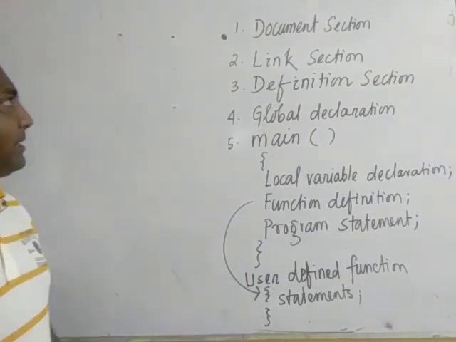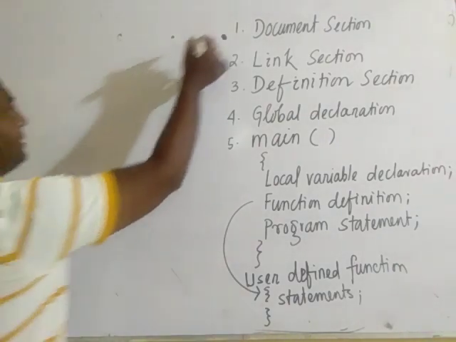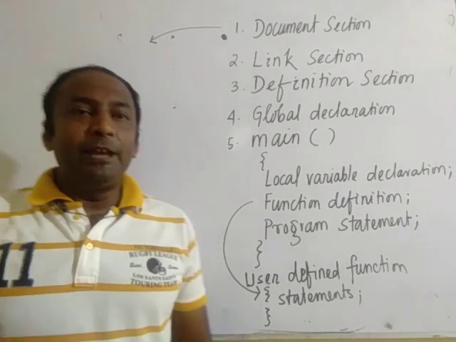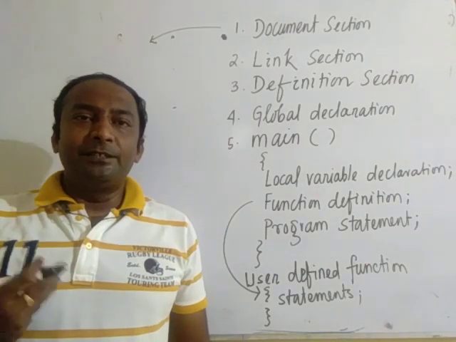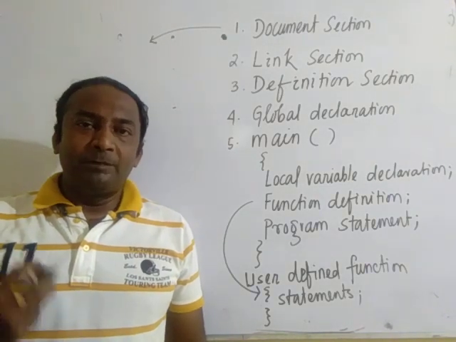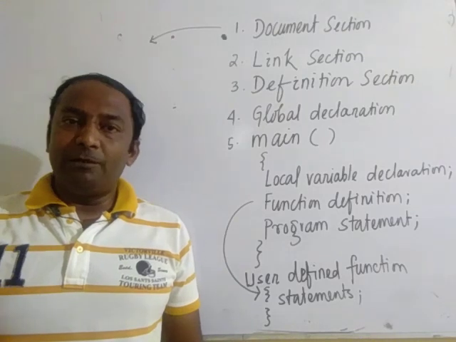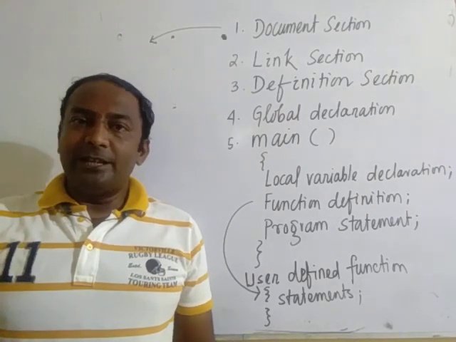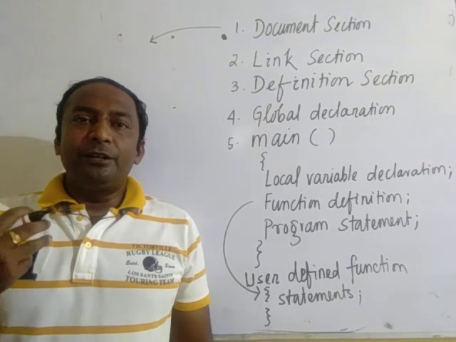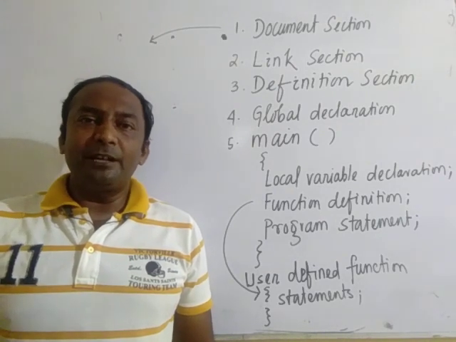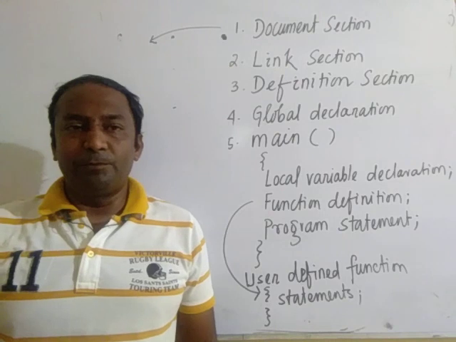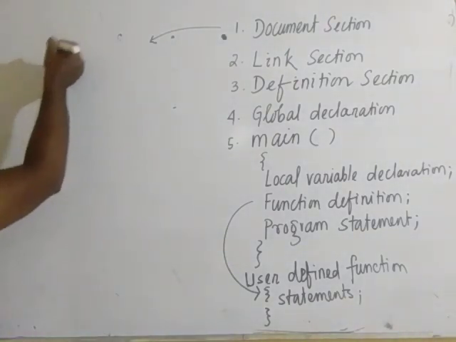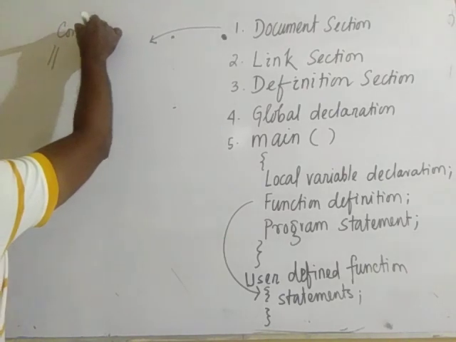So the first part is the document section. What is the document section? It is a part where we mention the comment lines of a program. Comment lines say what the program is all about, what the name of the program is, who is the author or who created the program, and the date of creation or modification of the program. All these things are written using comment lines.